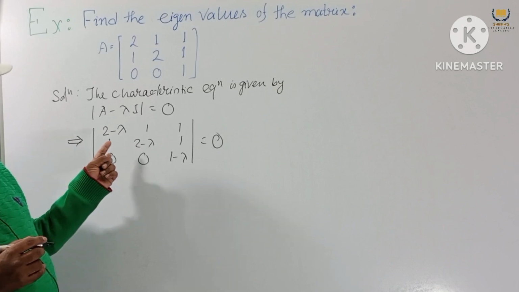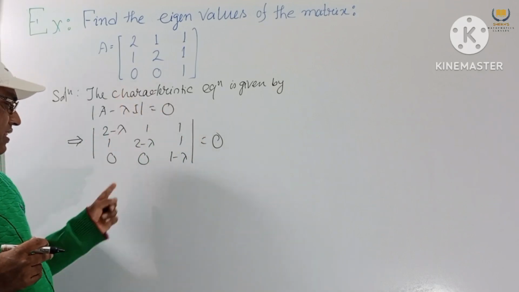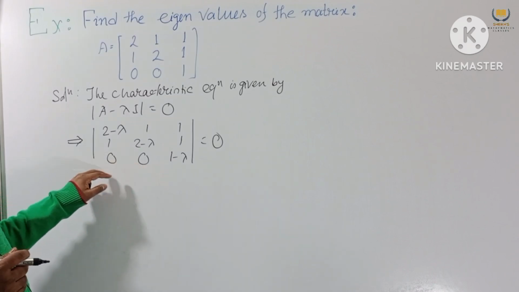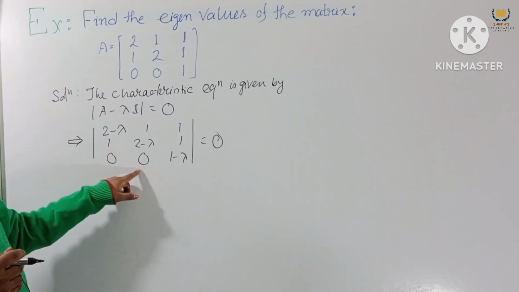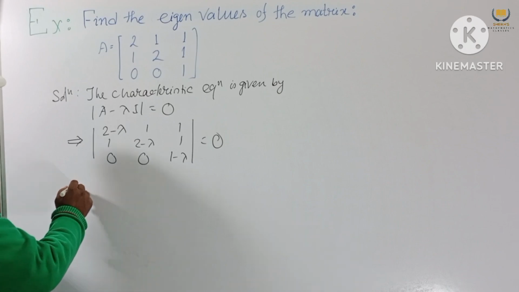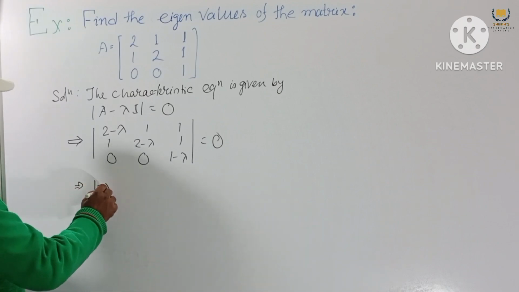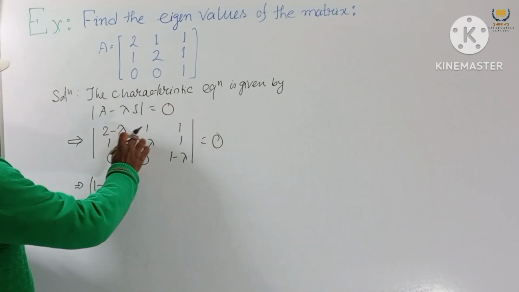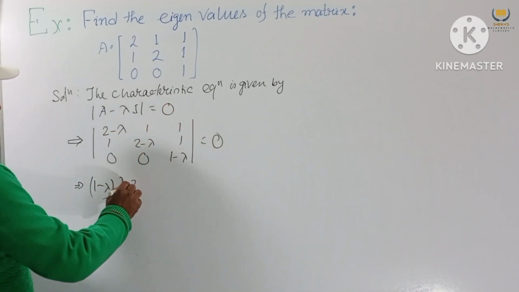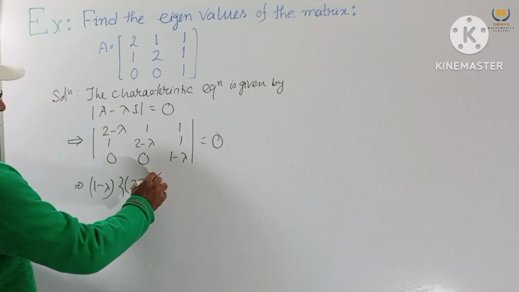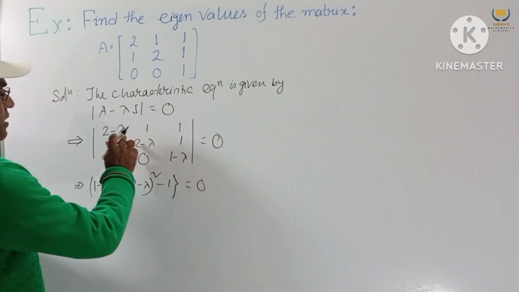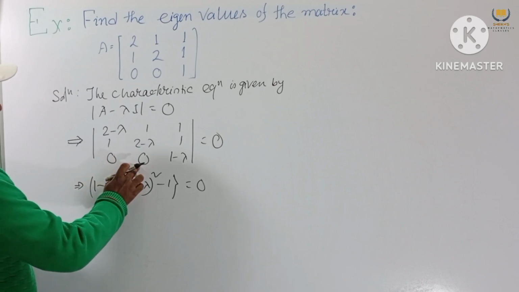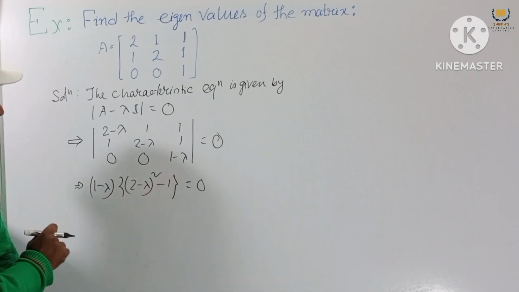Now this is the determinant. We can expand in this way, in this way, or in this way, and the result will be the same. Here the majority of entries in the row are 0, so we expand along it. First is plus, next minus, plus. Directly taking 1 minus lambda, this row and column cancel, so we get (2 minus lambda) whole square minus 1. The other terms give 0.